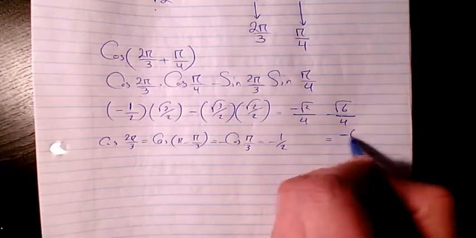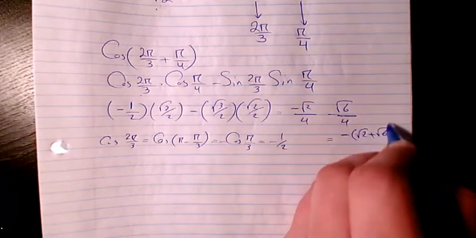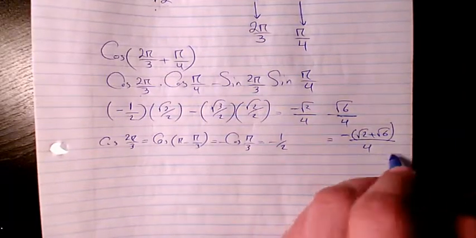So it's going to be root 2 plus root 6 divided by 4.